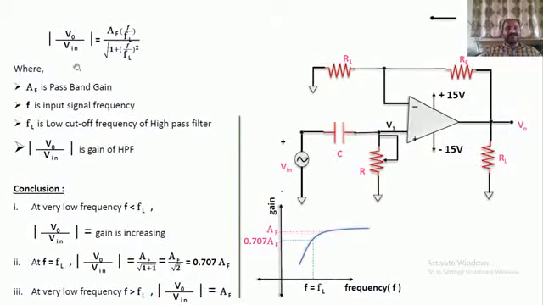So here I have the gain of the filter, which is V0 by Vin equals AF into f by fL, whole divided by square root of 1 plus f by fL, whole square. Here we know that AF is nothing but the pass band gain, f is the input signal frequency, and fL is the low cutoff frequency of the high pass filter. In case of the low pass filter, we have the high cutoff frequency, meaning the maximum frequency component which is acceptable by the low pass filter.